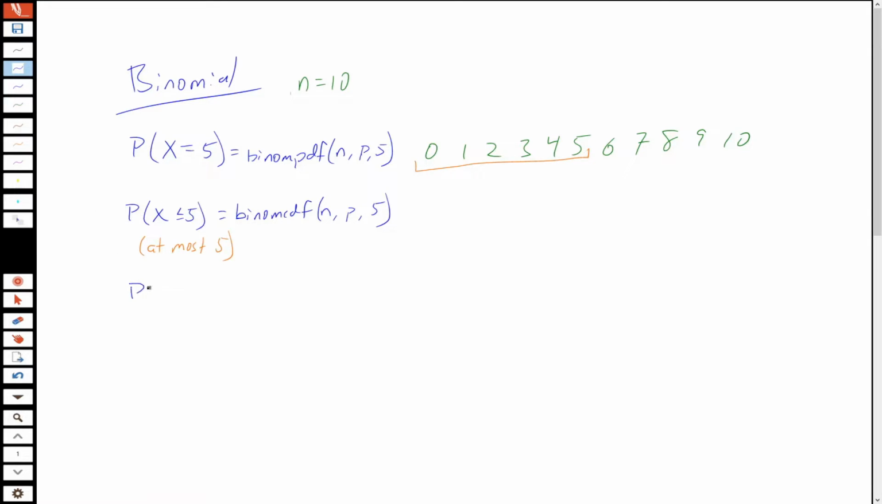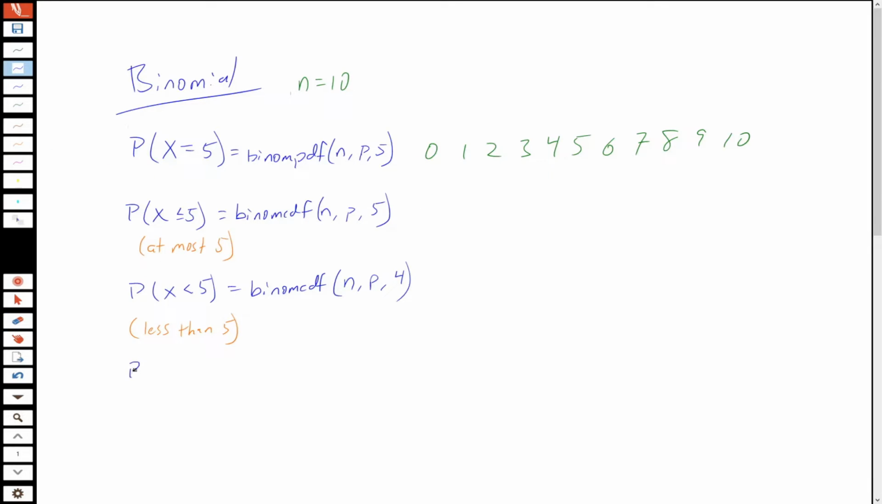Okay, let's suppose now that I have the probability that x is strictly less than 5. Then I want to use the binom CDF command again. But in this case, my range of values, if it's strictly less than 5, will go from 0 to 4. So that's a range of values 0 to and including 4, so I can use the binom CDF command, but I would want to plug in 4.